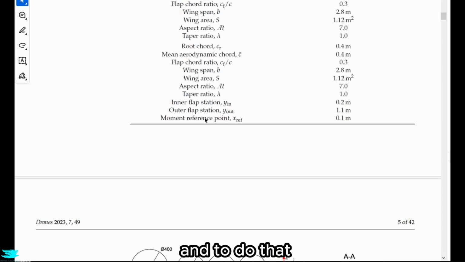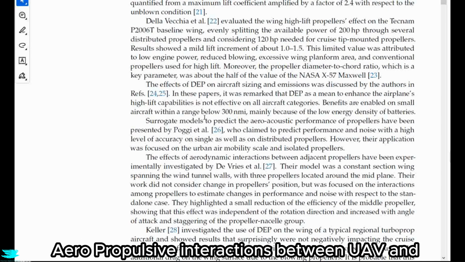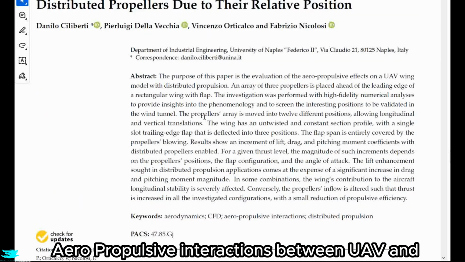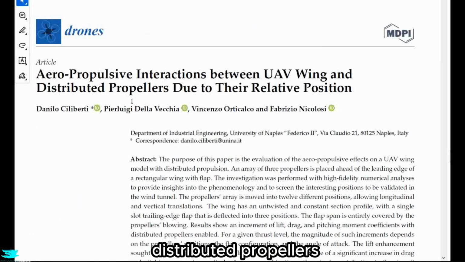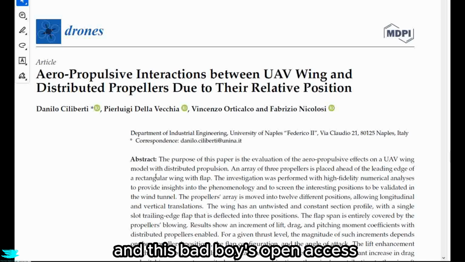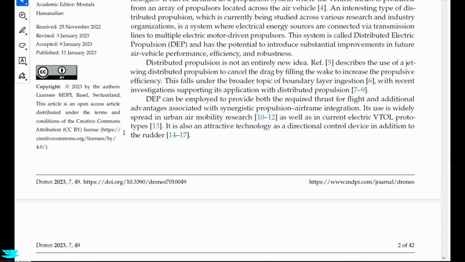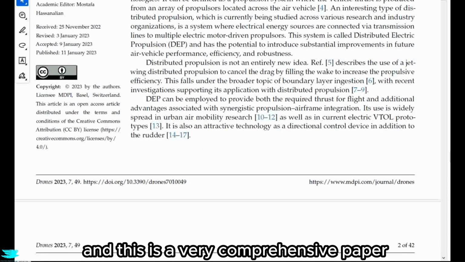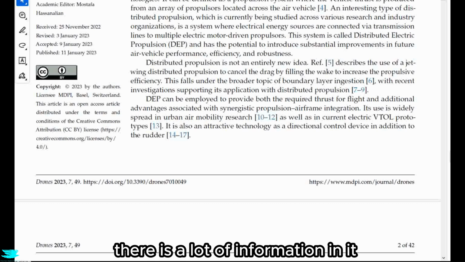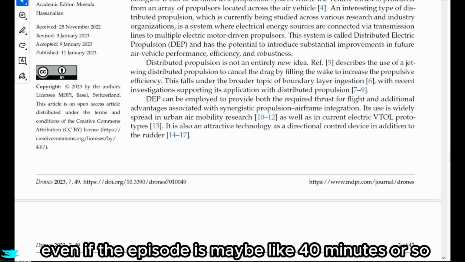And to do that, we're looking at this paper called, if I scroll up, Aero propulsive interactions between UAV and distributed propellers due to their relative size, or relative position, sorry. And this bad boy is open access, and you can find it in the link below. And the DOI is at the end of the page here. And this is a very comprehensive paper. There is a lot of information in it, and I'll try to cover it in one episode, even if the episode is maybe like 40 minutes or so.